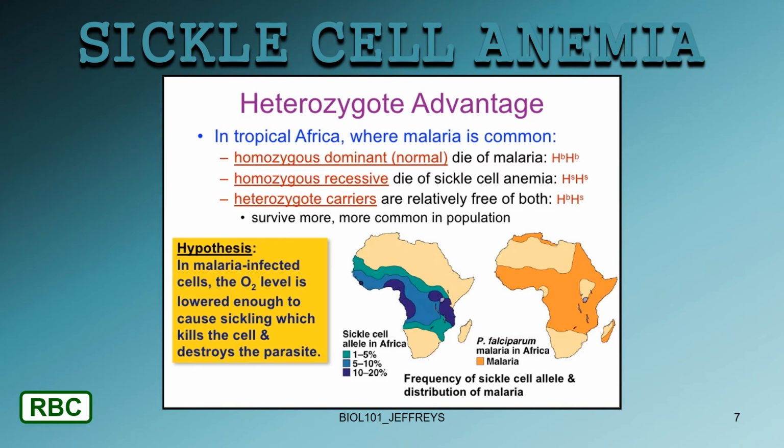Now, sickle cell anemia or sickle cell disease has a heterozygote advantage, and what that means is that if you happen to be a heterozygote, in other words, a carrier of the sickle cell trait, then that protects you from malaria in those areas where malaria is expressed or where malaria is pronounced.